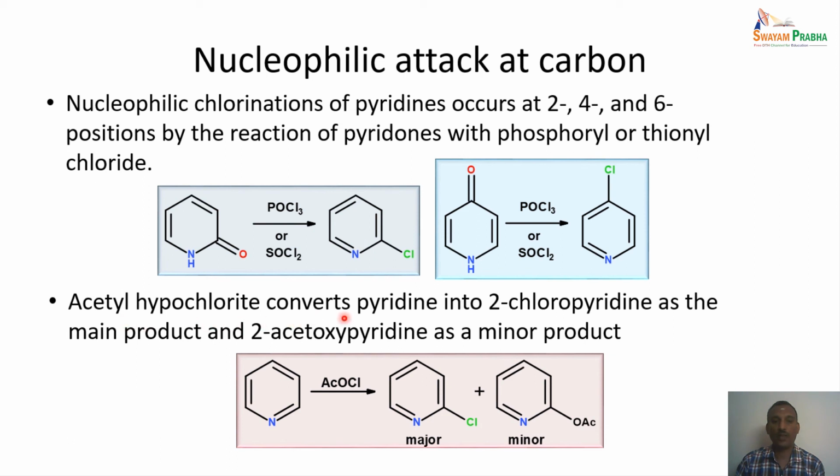Acetyl hypochlorite converts pyridine into 2-chloropyridine as the main product, and 2-acetoxypyridine also is formed as a minor product. This is the reaction shown here. So this 2-chloro derivative is formed as the major derivative, and displacement of the O-acetyl group also takes place in this particular case as a minor product.